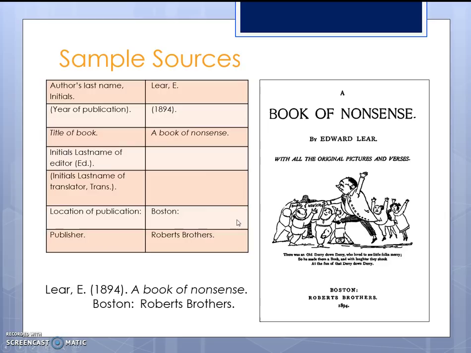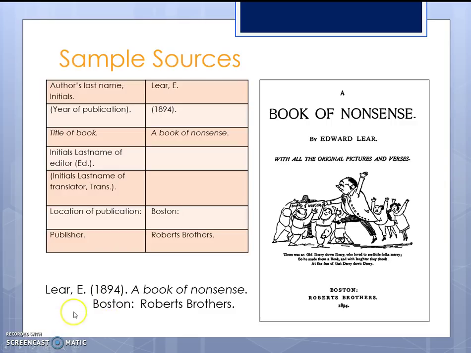Next, we need the location of publication. Boston's a pretty well-known city, so I don't have to list the state, but if it was someplace weird like Wheeling, Illinois, we would list it as Wheeling, IL, because that is the postal abbreviation for Illinois. Followed by a colon, and then the publisher, followed by a period. So from our little worksheet, it would end up looking exactly like this.